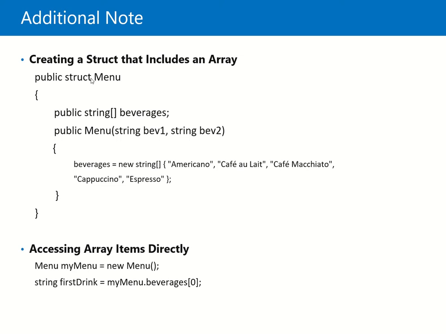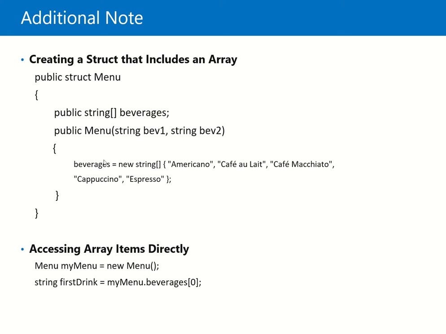So you declare a structure, let's call it menu. Inside this menu structure, you have a variable called beverages, which is not just a string, it's an array of strings. You can leave the size blank here, so it's flexible how many items the array for this variable holds. Then you create a method for the menu. The menu can take two strings, for example.